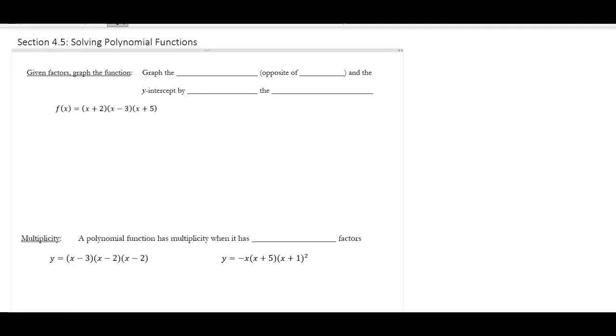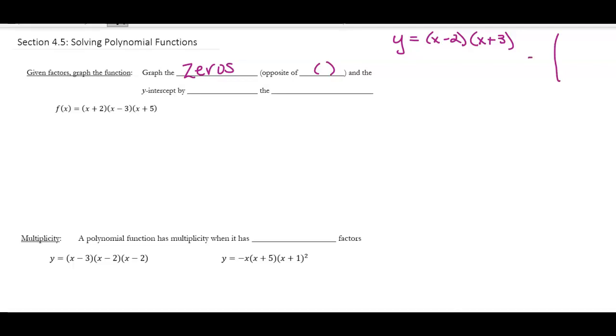Okay, and so to do this, what we do is we graph the zeros, which is the opposite of the parentheses. Okay. We've done this with quadratics. Remember when we had vertex or intercept form for quadratics? If we had something like this, x minus 2, x plus 3, we knew that this one crossed at 2, so we made a dot here because we knew it crossed there. And then this one was at negative 3. And so then we would find the midpoint, but we knew that the curve would kind of go like that.